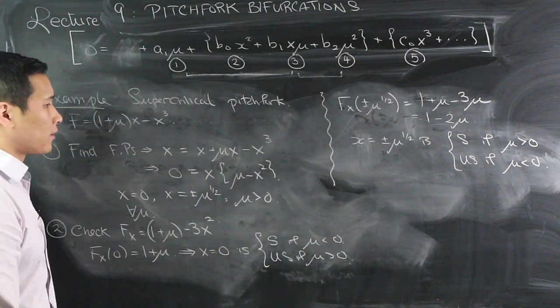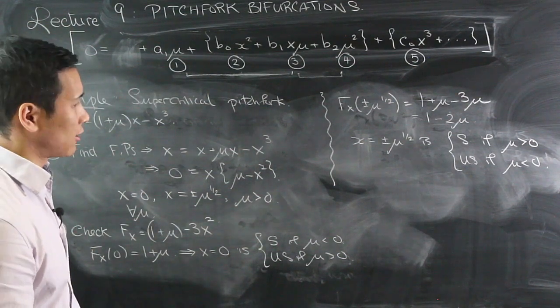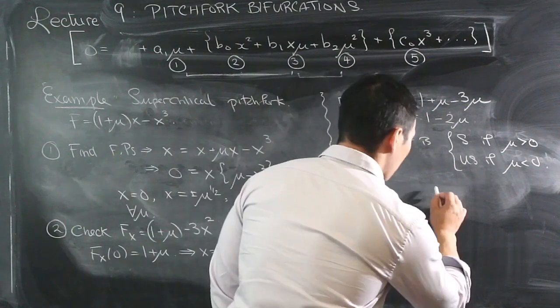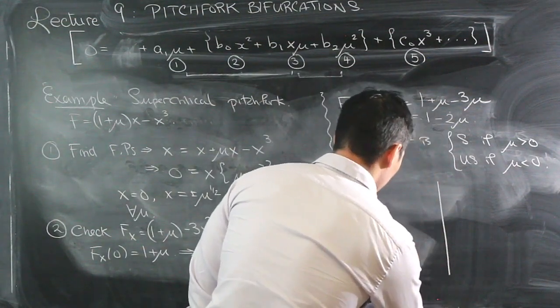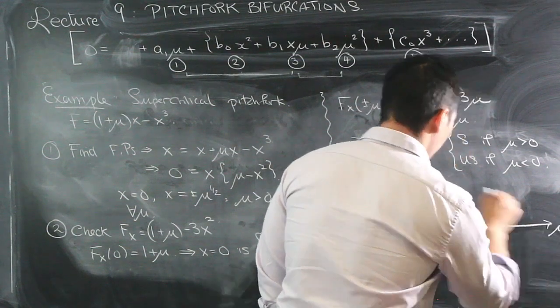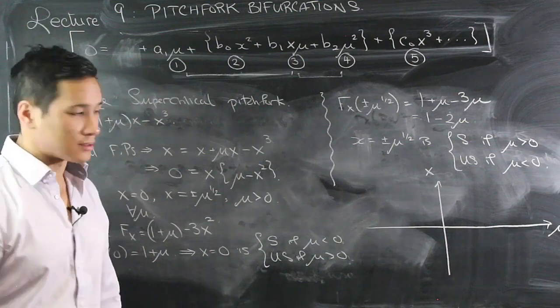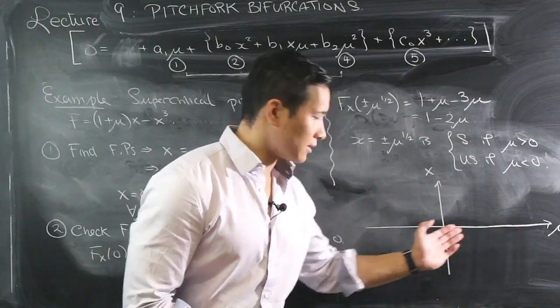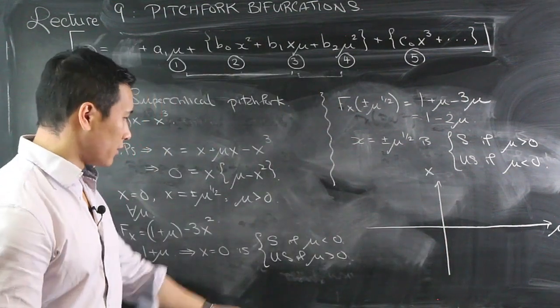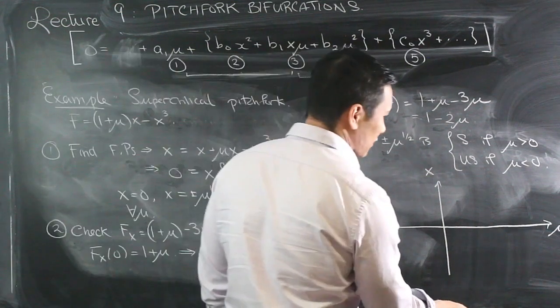So you know enough actually just to plot the bifurcation diagram in all its glory. Here's your mu, here's your x. Firstly, you know that x equal to 0 is a fixed point. So in fact, this axis is itself a fixed point. You know it's stable on the left, it's unstable on the right. So on the right here, you're going to make this dashed.